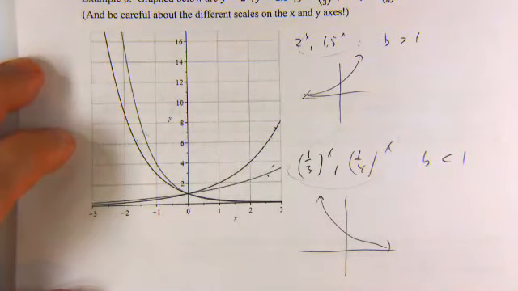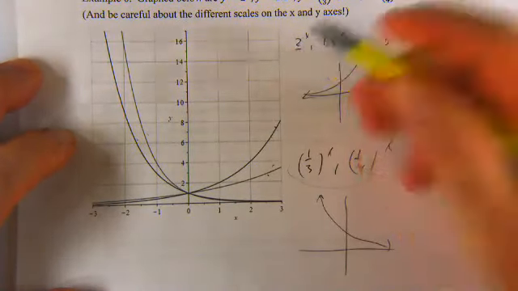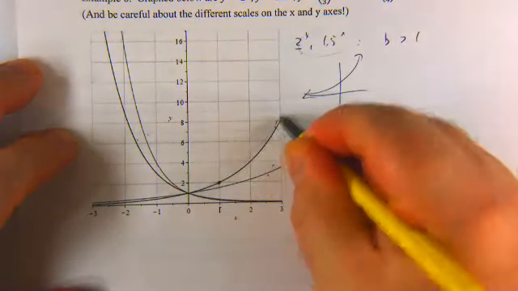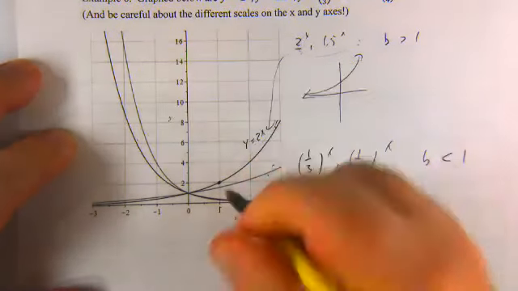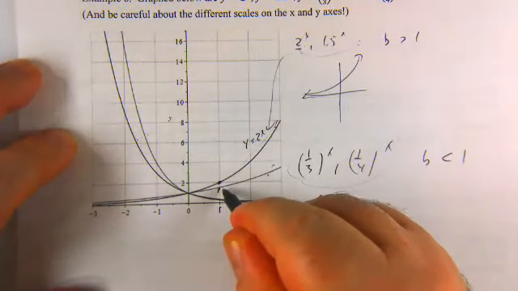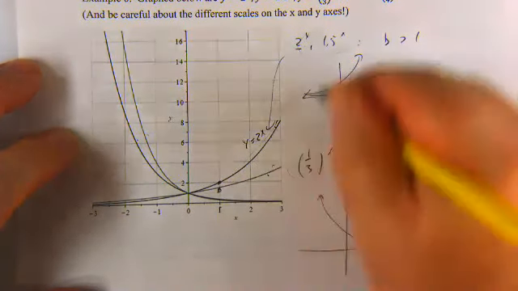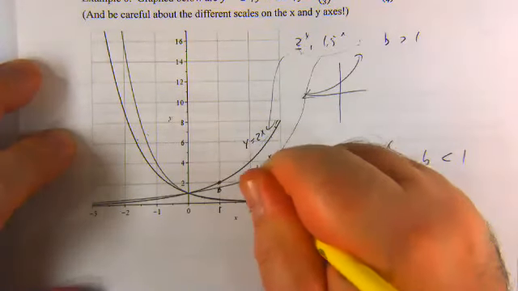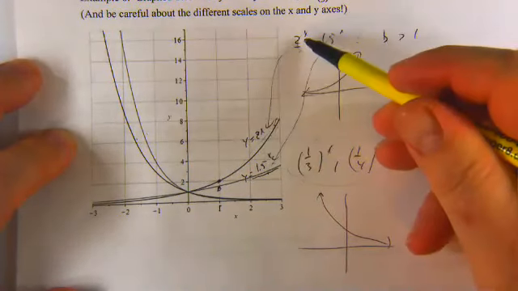How do you tell which is which? Well, look at the base. The base is 2, so when x equals 1, this graph goes through y equals 2, so this must be y equals 2 to the x. This graph goes through 1.5, x is 1, y is 1.5, so that graph is 1.5 to the x. So the bigger the base, the faster it grows to the right.